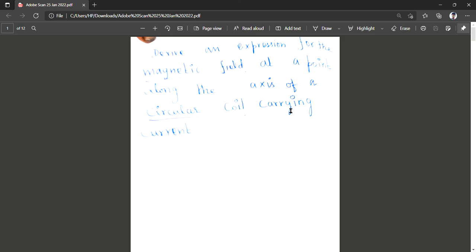How do we write the Biot-Savart law? dB is proportional to I dl sin theta by r square. Then you can remove the proportionality and add a constant: dB equals k I dl sin theta by r square. What is the value of k? The value of k is mu naught by 4 pi. Then we can say that dB vector equals mu naught by 4 pi I dl sin theta by r square.